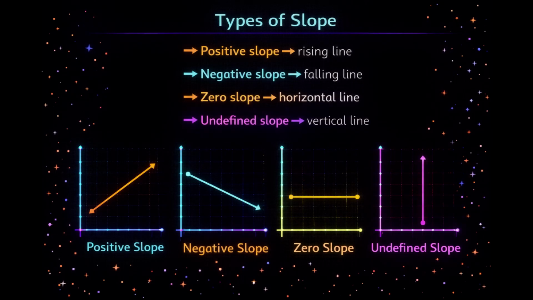Let's see the types of slope. Positive slope means a rising line. Negative slope means a falling line. Zero slope means a horizontal line. Undefined slope means a vertical line.